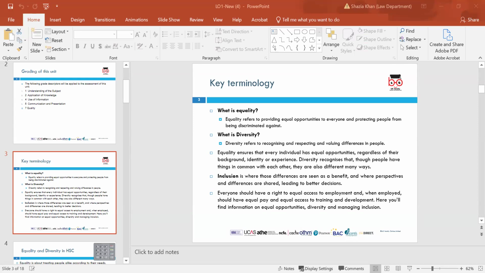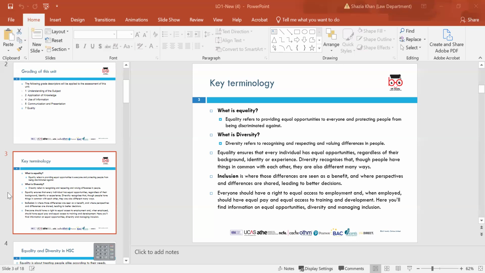So diversity is the next element, and that's really important. Diversity refers to recognizing, respecting and valuing differences in people. It's the way of embracing differences, including people from all walks of life. What could be a difference that you could embrace? Olu, can you hear me? What could be diversity? What would you be embracing? Give me an example of something. Anyone? Sandra?